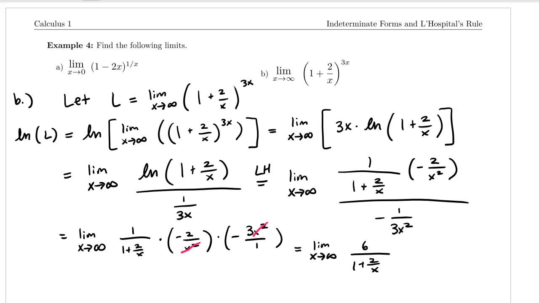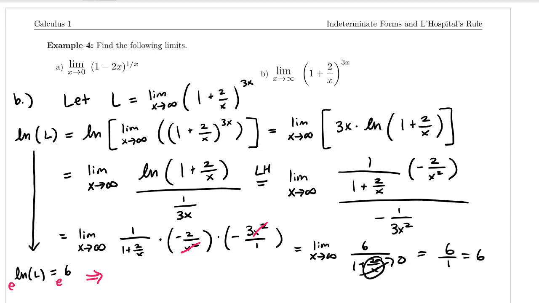At this point, I can start to take the limit. 2 over x as x goes off to infinity goes off to 0. So this ends up being 6 over 1, or just 6. At this stage, remember, we have that the natural log of capital L is equal to 6, and I can do this with e as the base, and that implies that capital L is equal to e to the 6th power, and that is our final answer for part B.